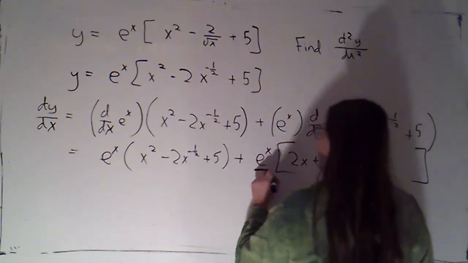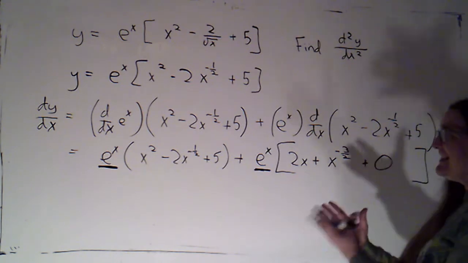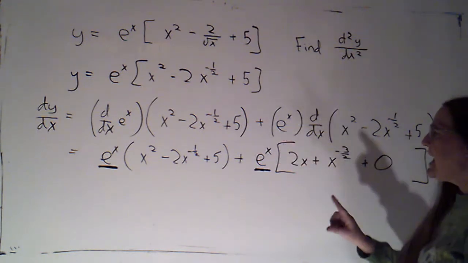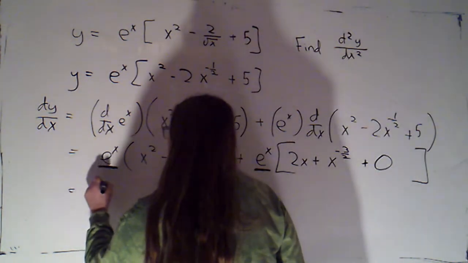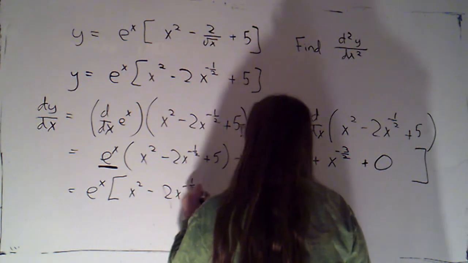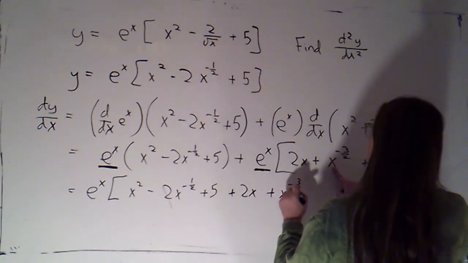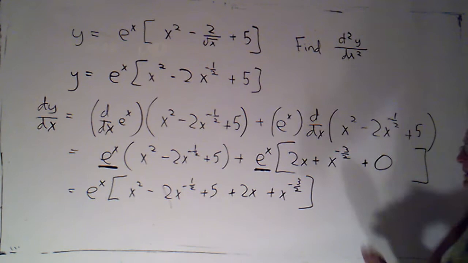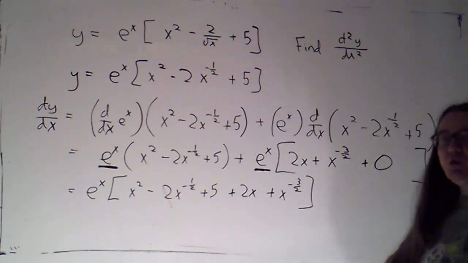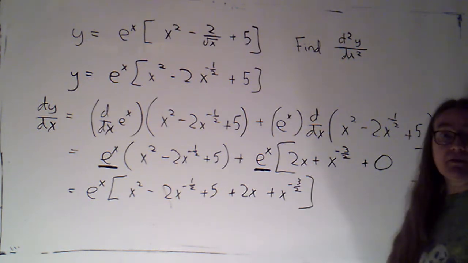The other thing I might notice is that e to the x shows up in both parts because e to the x is its own derivative. So it shows up when I take its derivative and it shows up when I just write the original function. If I were to factor that out, that's e to the x times (x squared minus 2x to the negative 1/2 plus 5), and it's also multiplied by (2x plus x to the negative 3/2). Now, this factors a little bit longer, but notice I just have one product. So I only have to do the product rule once. And I think that's going to be a little bit simpler for taking the second derivative.